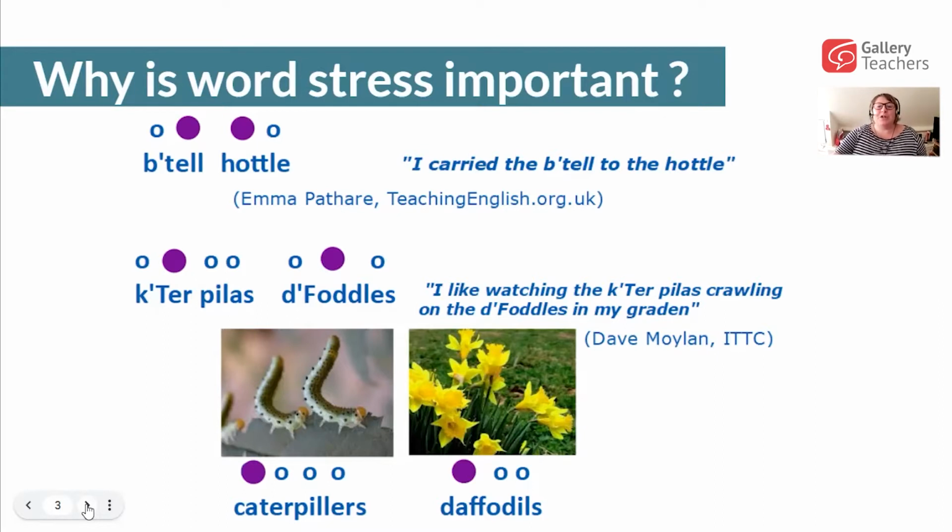Same thing if you have a look at those two beautiful pictures. One of my colleagues at ITTC where I work has got a gorgeous garden, and he was saying that he likes watching the caterpillars crawling on the daffodils in his garden. Again, if we get the stress of those really common words wrong, it's so difficult for us to understand exactly what we mean when actually we're talking about caterpillars with the stress on the first syllable and daffodils, with the stress on the first syllable. This is the reason that word stress is important, because as native speakers, we're attuned to hearing the right stress. And if non-native speakers get it wrong, we simply don't recognize the words that they're trying to say.